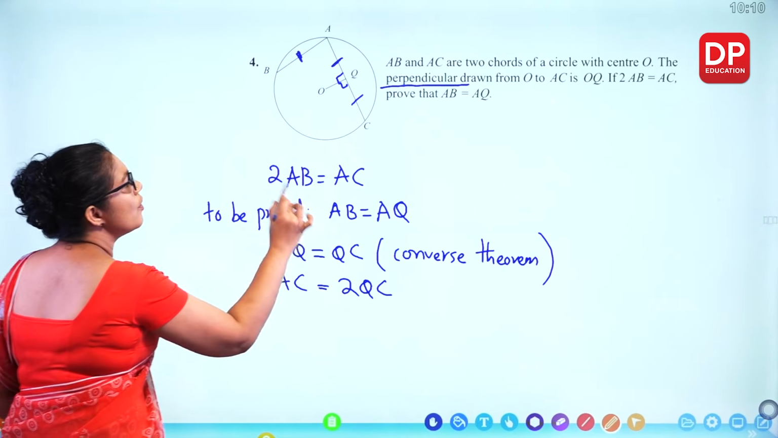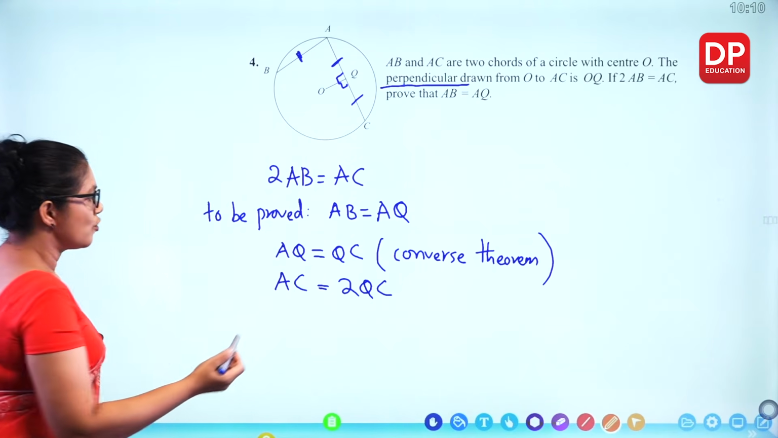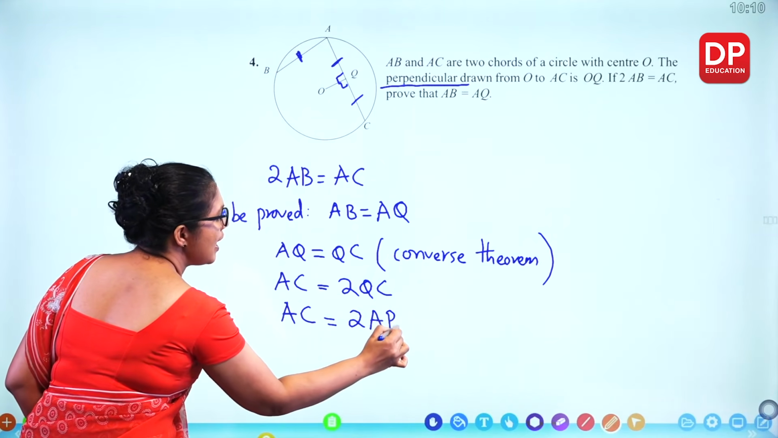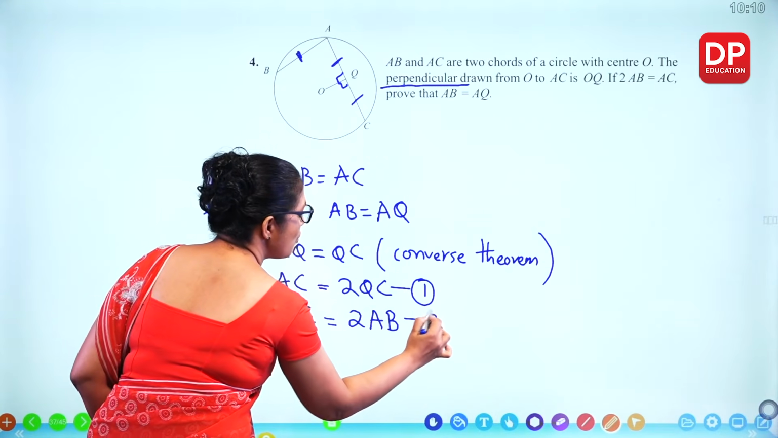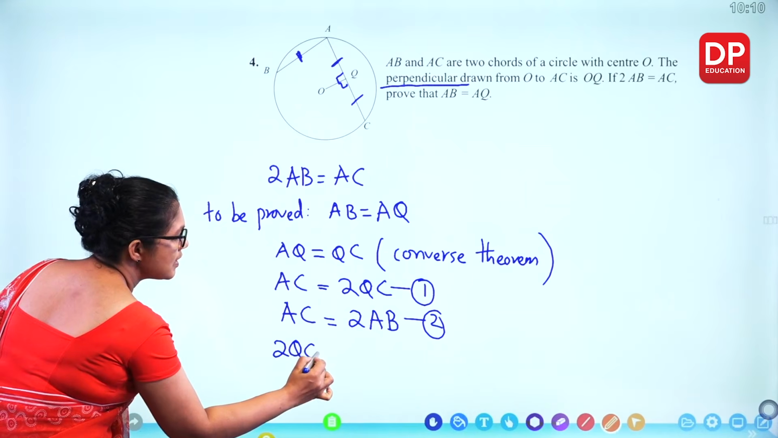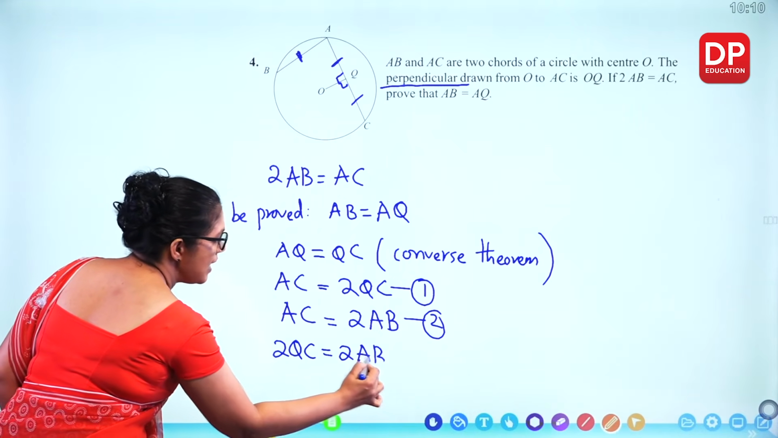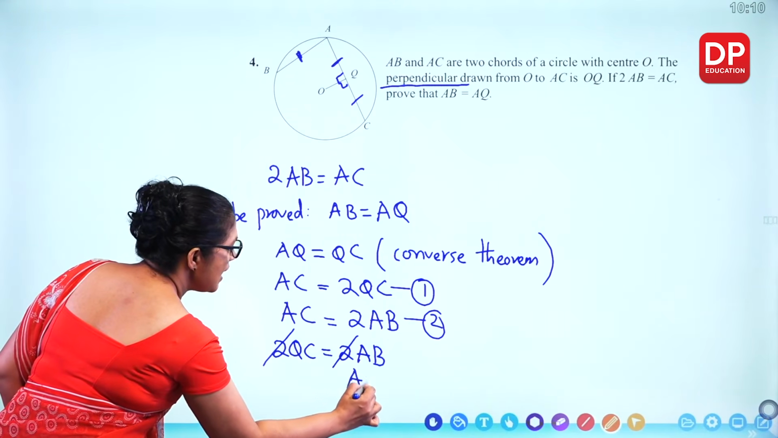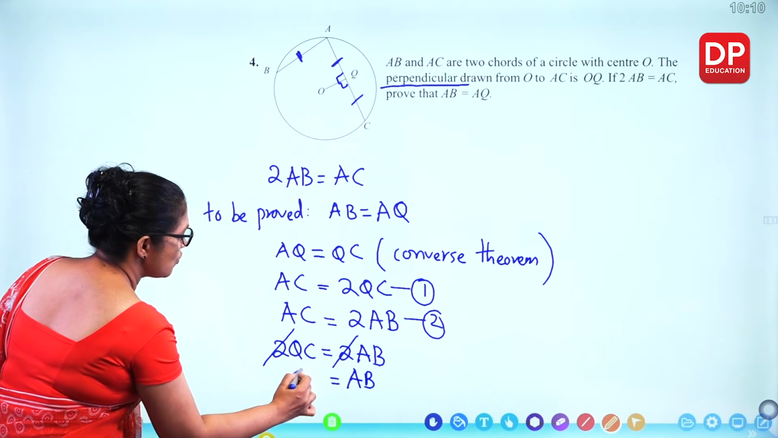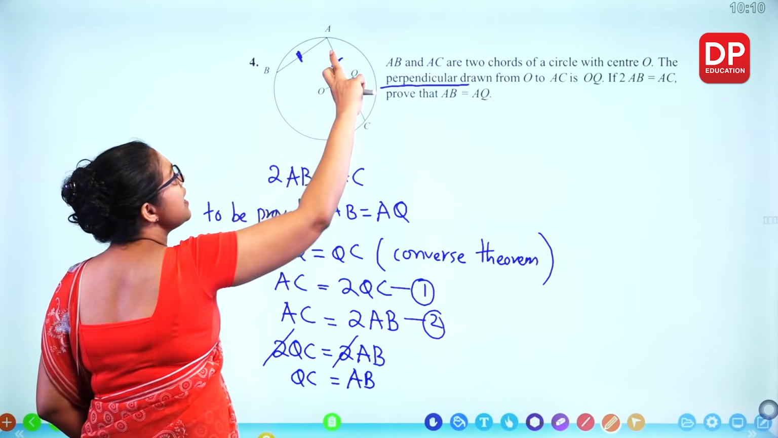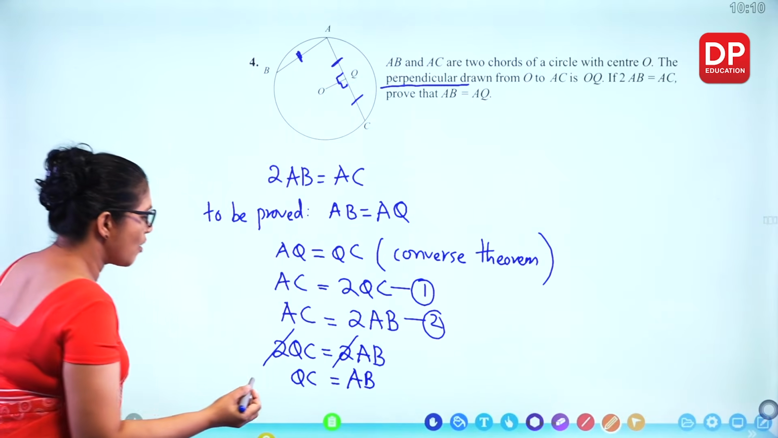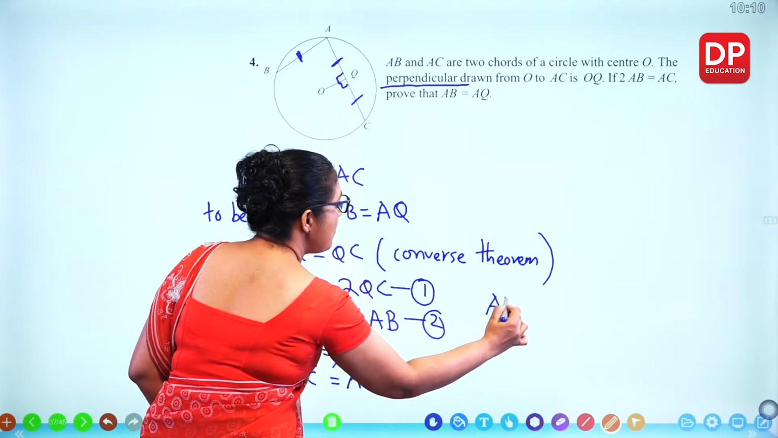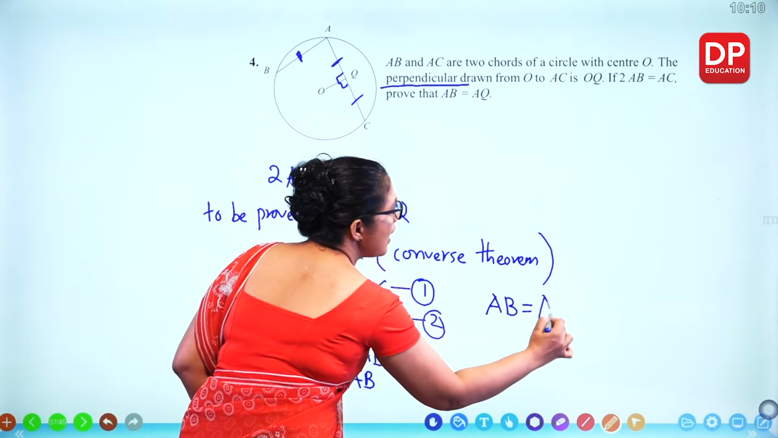And also this information is given, so AC is also equal to 2AB. From these two, what can you say? 2 times QC is equal to 2 times AB. The 2 gets cancelled out when you divide by 2. So you get AB equals QC. What is QC? QC is the same as AQ according to the Converse theorem. So here we can straight away write down AB is equal to AQ.